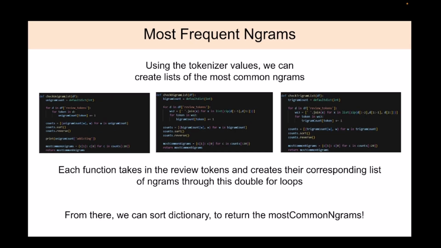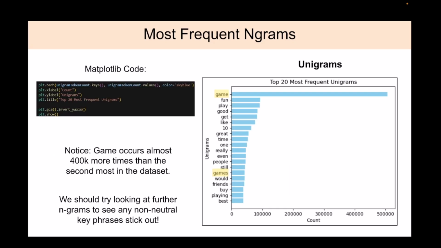This carries over to our next functions, which use tokenizer values to create lists of the most common n-grams. In each function, they take in review tokens and create their corresponding lists of n-grams through double for loops. From these for loops, we can sort the dictionary to then return the most common n-grams. This leads to a matplotlib bar chart.